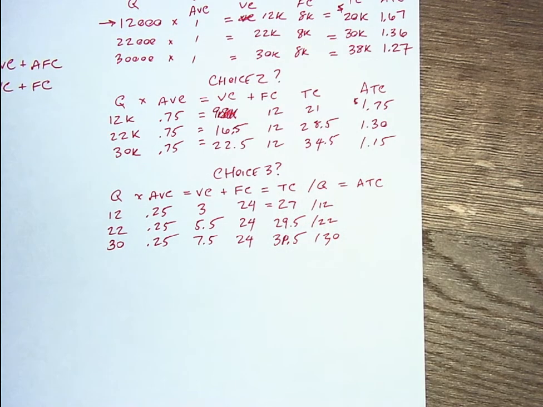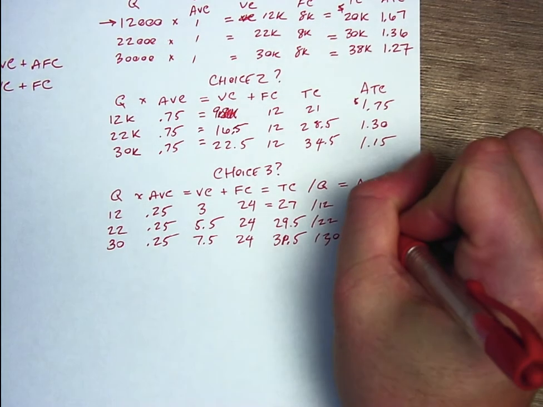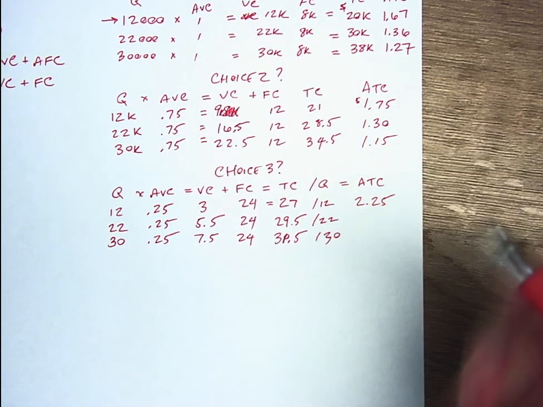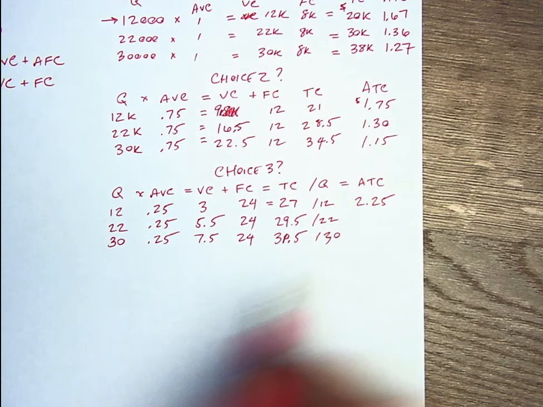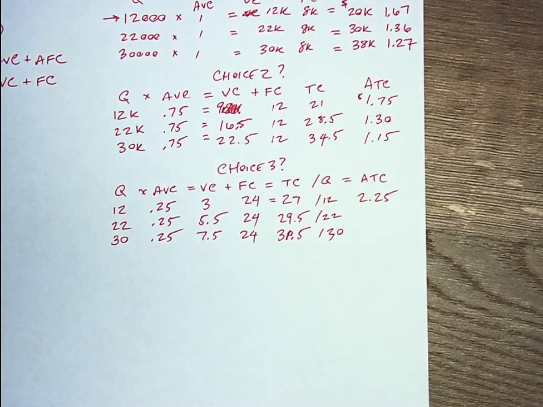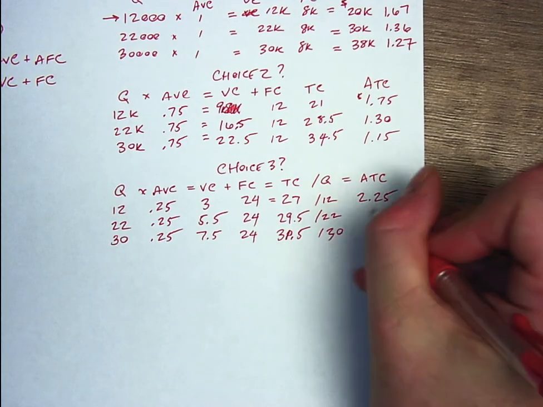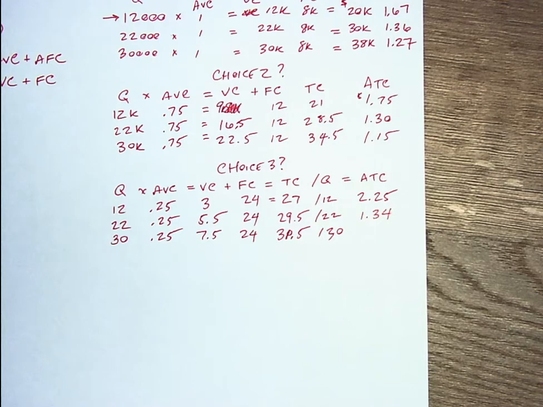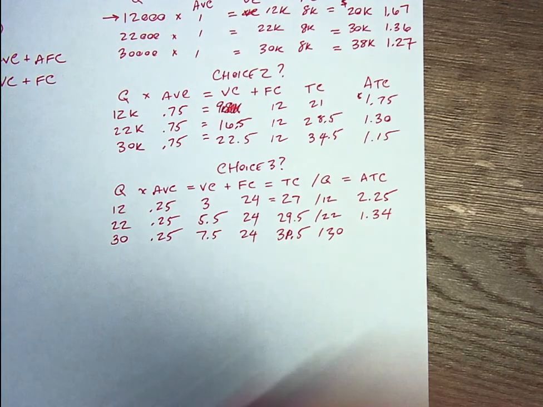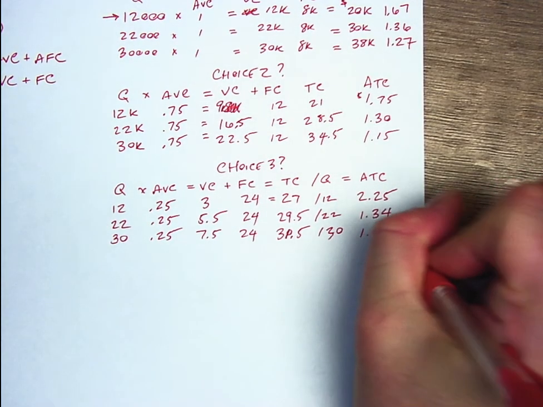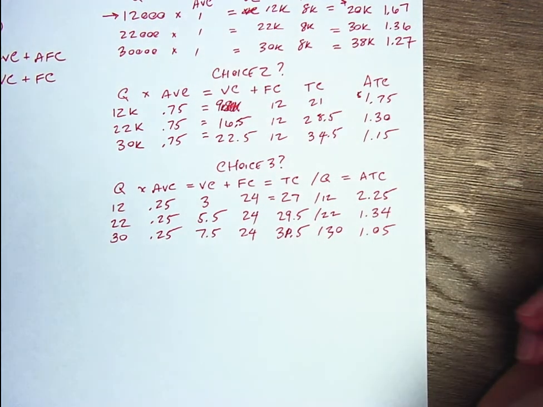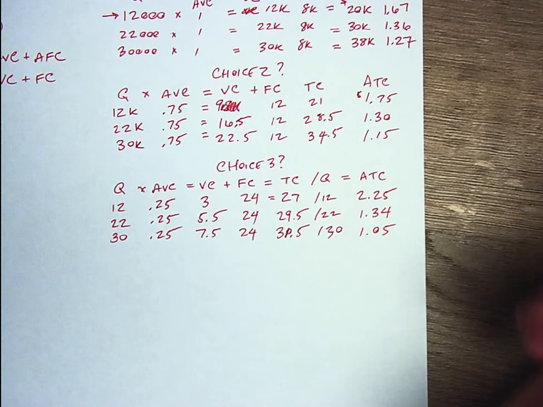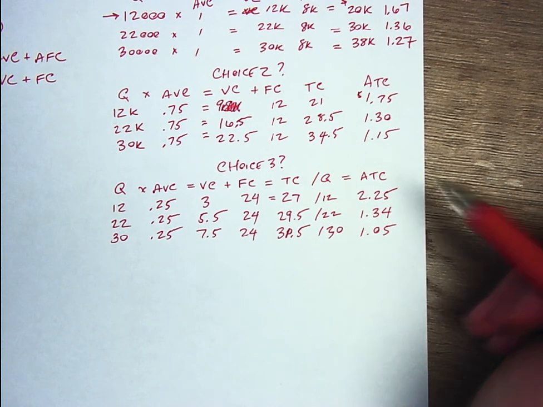So then we have 27 divided by 12 is 2.25. And then we have 29.5 divided by 22 is 1.34. And then 31.5 divided by 30 is 1.05. So now, holy cow, which choice results in the lowest ATC for each one of these quantities?